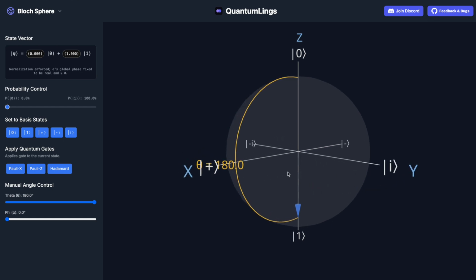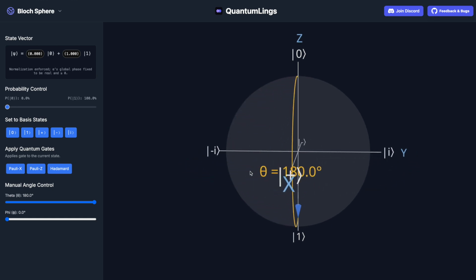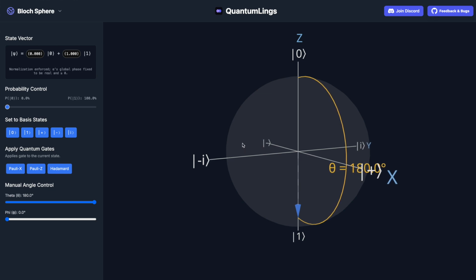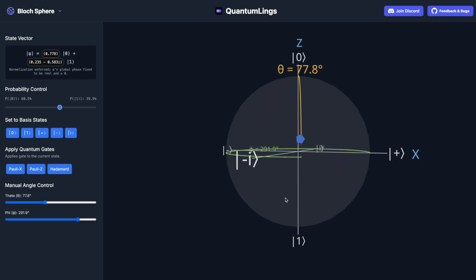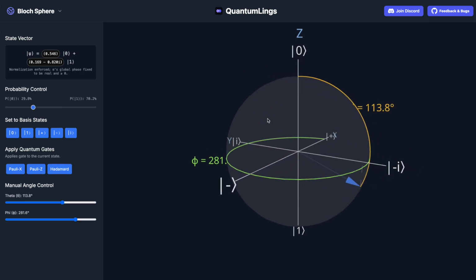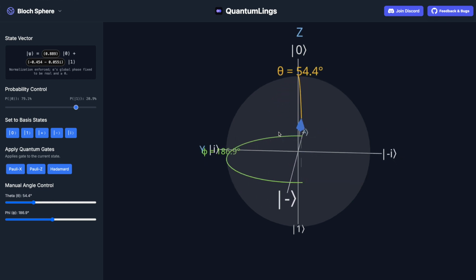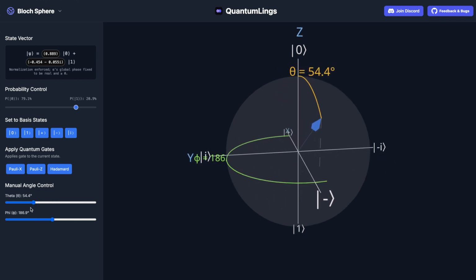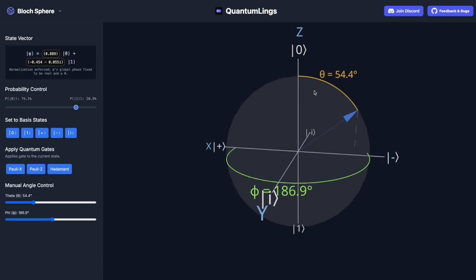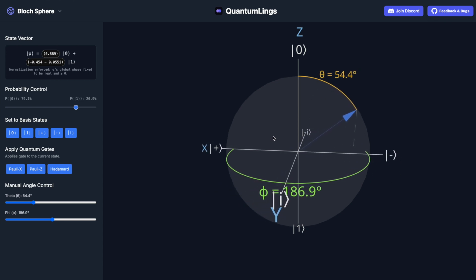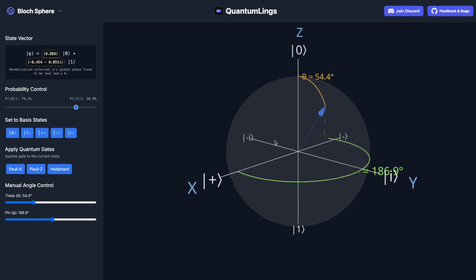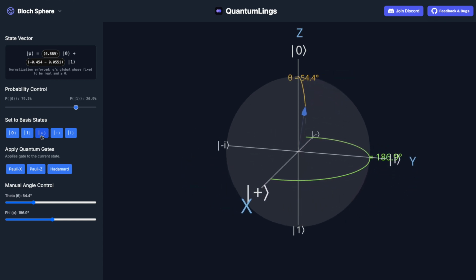But this is where quantum computing gets really interesting. A qubit's arrow can point anywhere on the surface. This is called superposition. This angle here, called theta, tells us the exact odds. Since we're closer to the 0 pole, our probability bar shows a high chance of measuring 0 and a low chance of measuring 1.